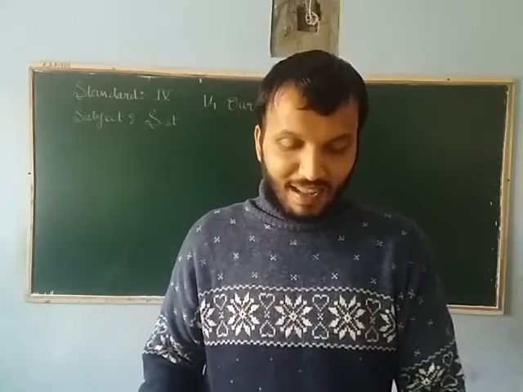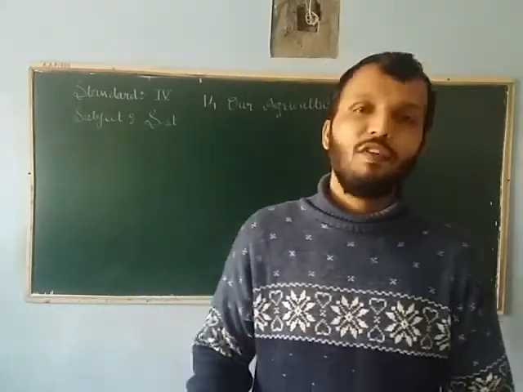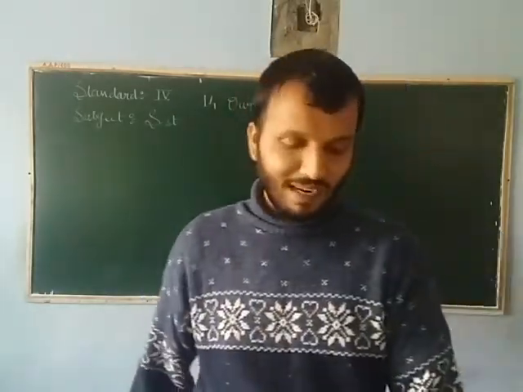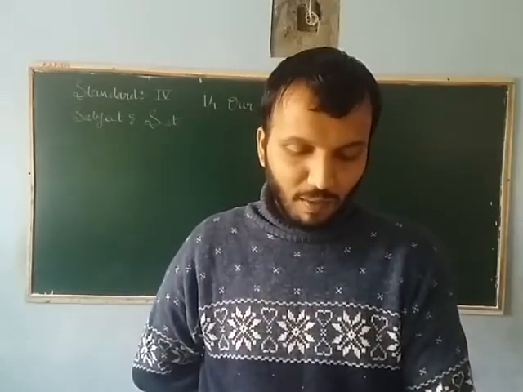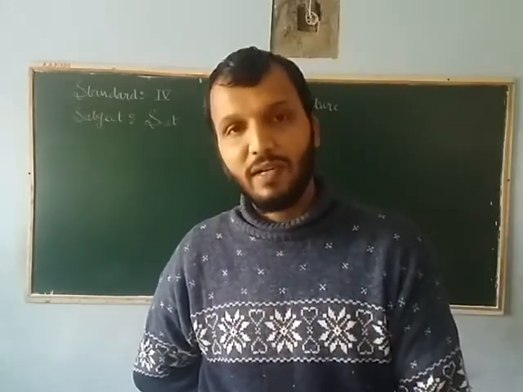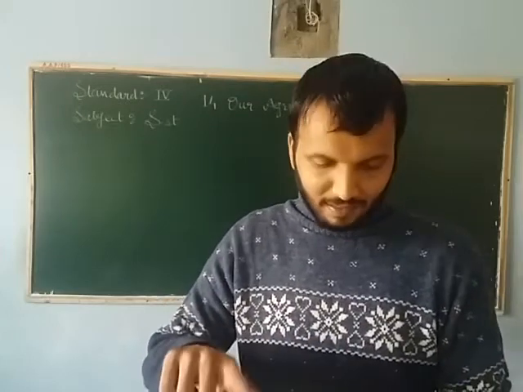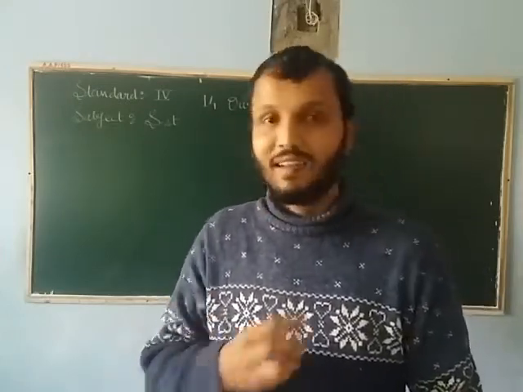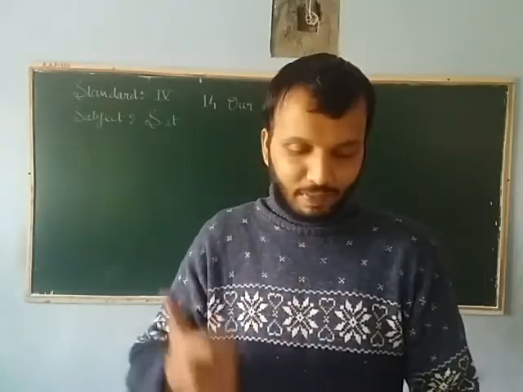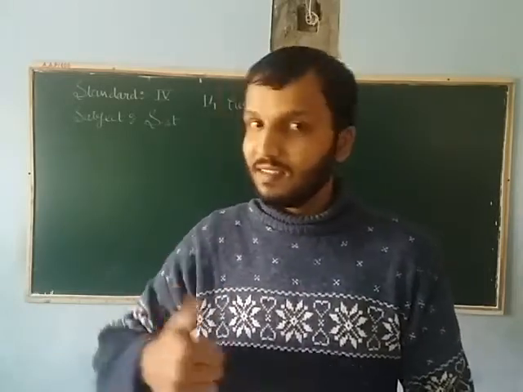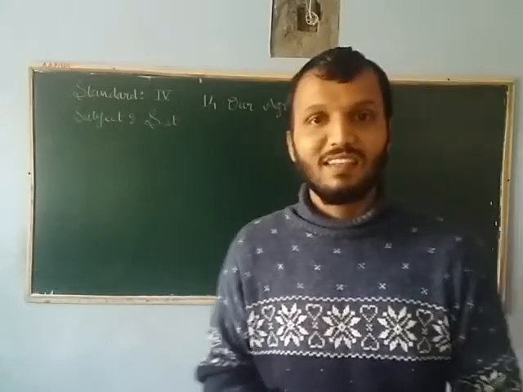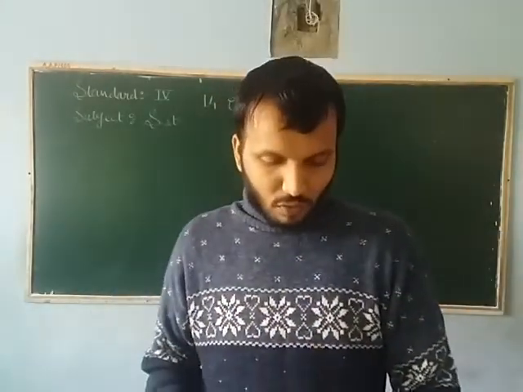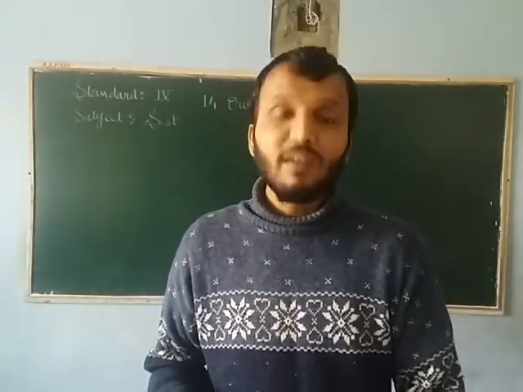Then MCQs on page number 89. Let's check them out. First, blank is called the golden fiber of India. There are three options: A, sugarcane; B, jute; C, cotton. The answer is B, jute. Jute is called the golden fiber of India.